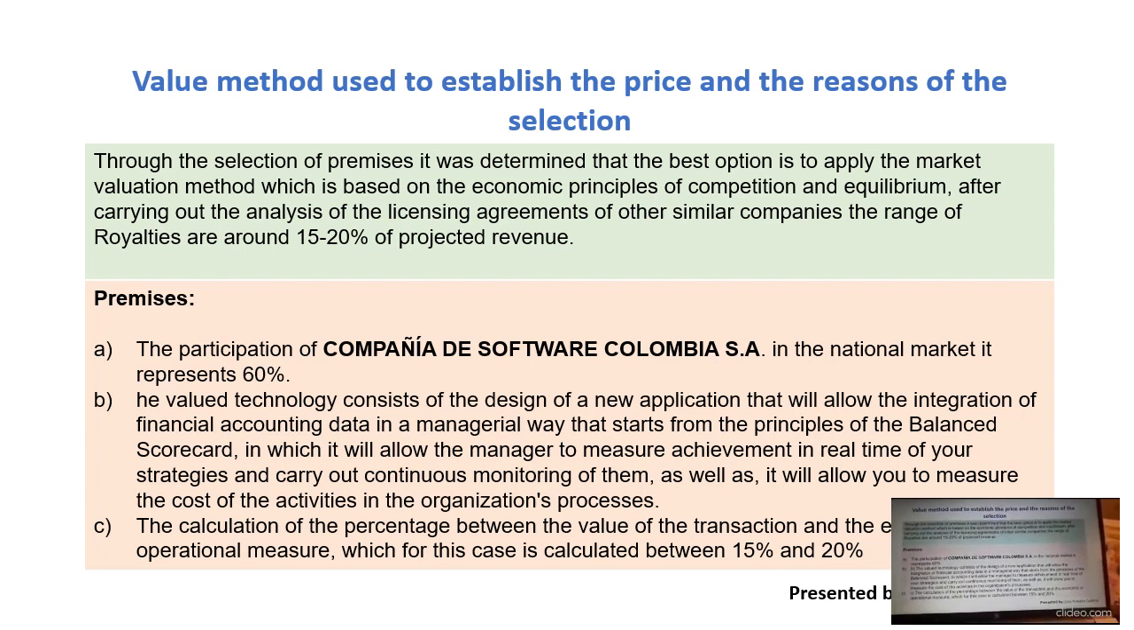Evaluate the method used to establish the price and the reason for the selection. Through the selection of premises, it was determined that the best option was to apply the market valuation method, which is based on the economic principles of competition and equilibrium. After carrying out the analysis of the license agreements of other similar companies, the range of royalties is around 15 and 20% at project renewal.